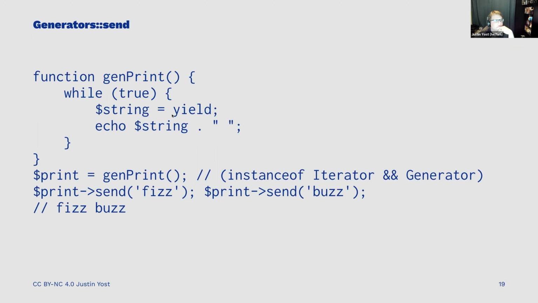Now, because this is an instance of an iterator, what would happen if you did print arrow rewind on this at the end? So you did print send fizz, print send buzz, and then you said print arrow rewind. Yeah. Because it's a true loop.